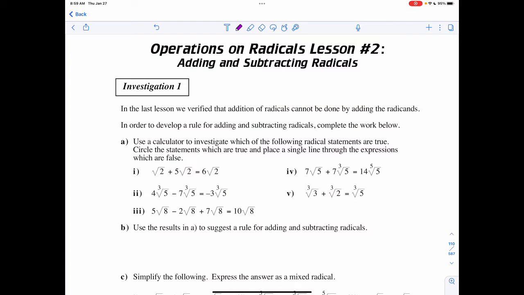Okay, in this lesson, we're going to take a look at adding and subtracting radicals. So we know how in the last lesson we said we can't just add and subtract radicals by adding or subtracting the radicands, right? We can't just say if we have the square root of 16 plus the square root of 9, it's the same as 16 plus 9 and then take the square root of it. It's not the same number.